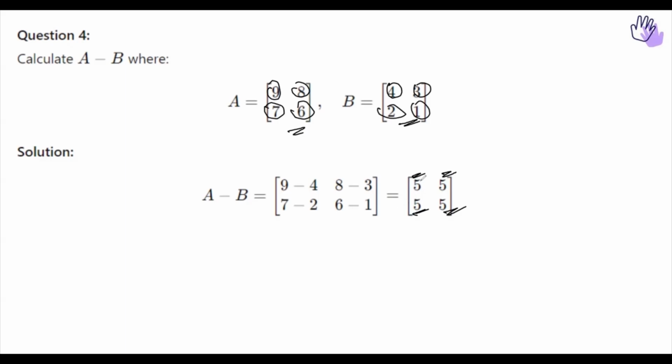So again, the condition for matrix subtraction is also the same. The number of rows in both the matrices should be the same. The number of columns in both the matrices should be the same, right? So it's very, very important to remember all these points. Coming to the next question.